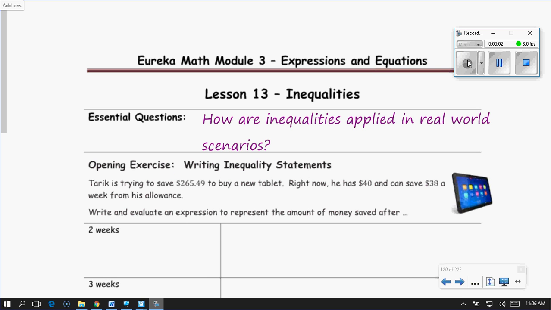Hi everyone, this is lesson 13, inequalities. Okay, so we learned some inequality skills and today we're going to talk about how inequalities are applied in real world scenarios.